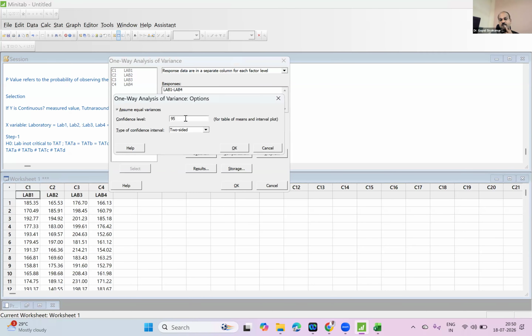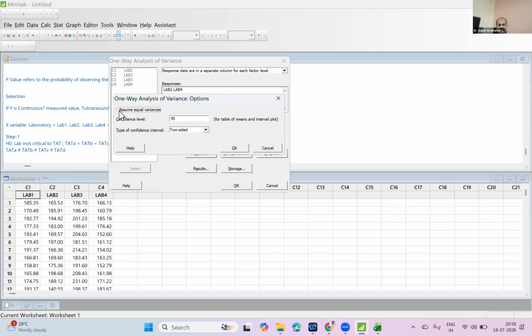Confidence level. How much? 95%. What is the interval you want to use? If only one side of the limit is sensitive, then you should choose upper bound or lower bound. In this case, both sides are sensitive, so take both sides. And you have to tick this thing.